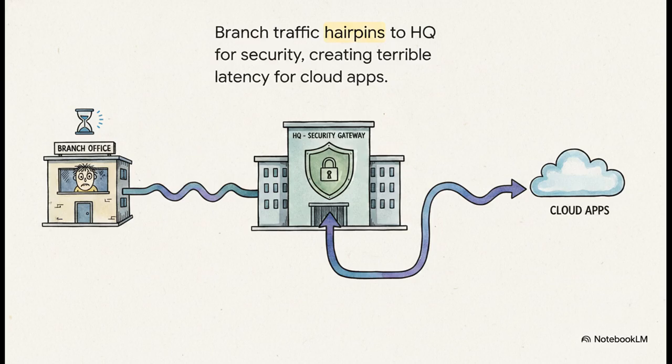And for the end users, the experience was definitely not much better. This inefficient routing meant everyday users suffered through laggy Zoom calls and super slow access to cloud tools like Office 365 or Salesforce. Why? Because of this awful thing called hairpinning. Branch traffic had to detour all the way back to its central headquarters just to get security screening before it was even allowed out to the internet. It introduced a massive, totally unnecessary amount of latency into the system.